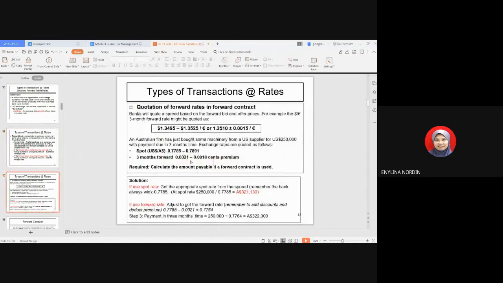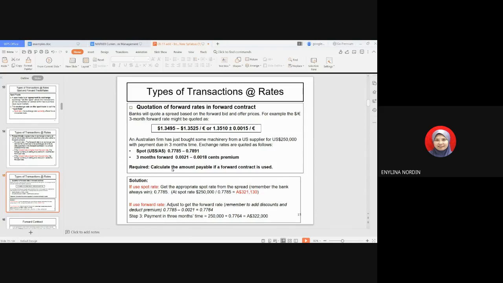Given here, that means you can determine the forward rate using this premium. Sometimes the information given is very straightforward, whereby they simply minus the premium and then get the final exchange rate per Aussie dollar. Let's say here, required: calculate the amount payable for this machinery if a forward contract is used. If a forward contract is used, that means you have to consider the premium here.